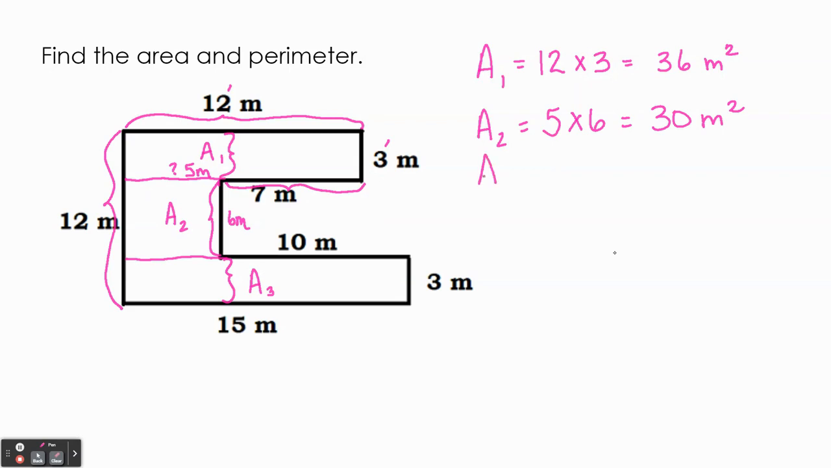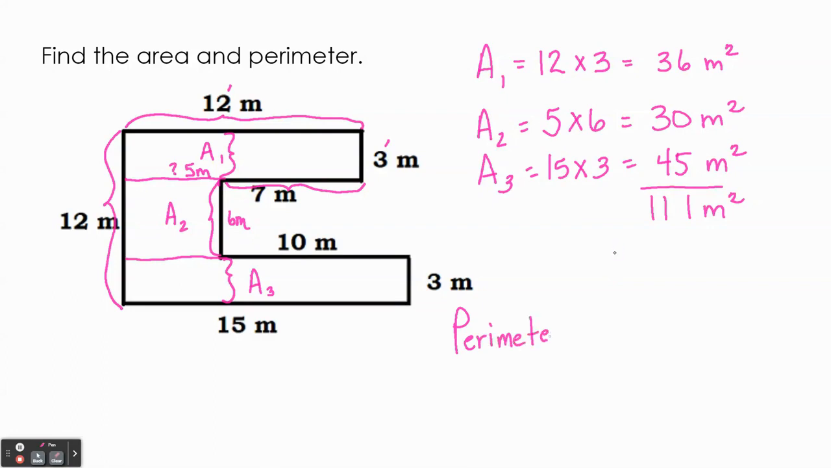Now let's do area 3. That bottom rectangle is a 15 by 3. We can multiply those together to get 45. And if we add them all together, let's see, 36 plus 30 plus 45 gives me 111 square meters. So the whole figure would be 111 square meters. But notice what I did is I actually broke it up into 3 different rectangles. Now, for the perimeter, I'm going to go ahead and just add up all the sides on the outside.